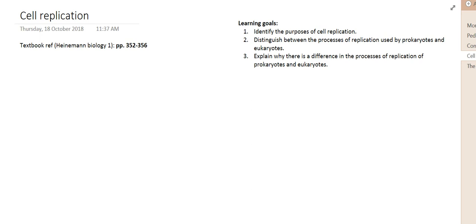All right, so for the first topic that we'll be going over, cell replication, you'll find this in your textbook on pages 352 to 356. Now, your textbook talks about the purposes of cell replication, and it talks about the different kinds of cell replication that you might observe in prokaryotes and in eukaryotes. And there is a difference, and you do need to know this difference at the VCE level. So in this video, we'll go over all of this again.